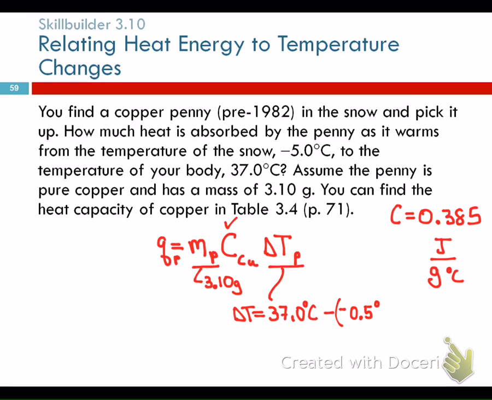Five zero or 550? Oh, minus 50 there. Sorry, I got it wrong. So what does that end up being? 42, right?